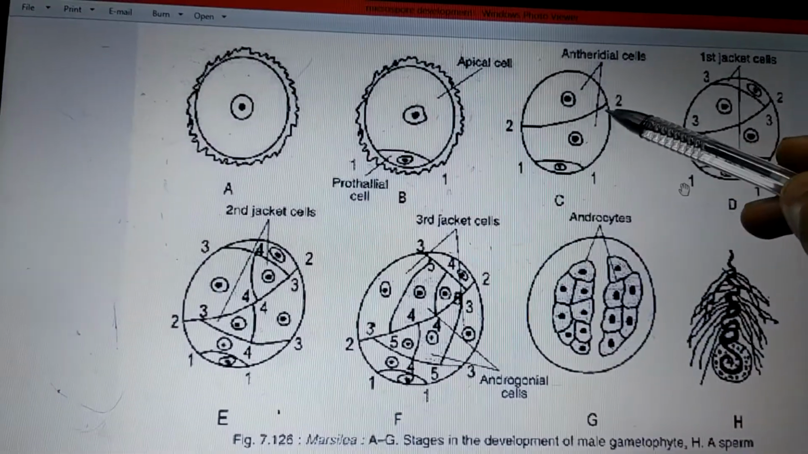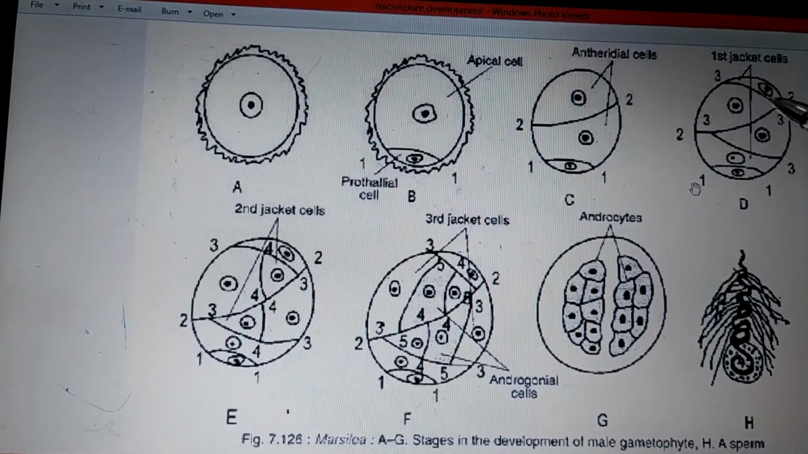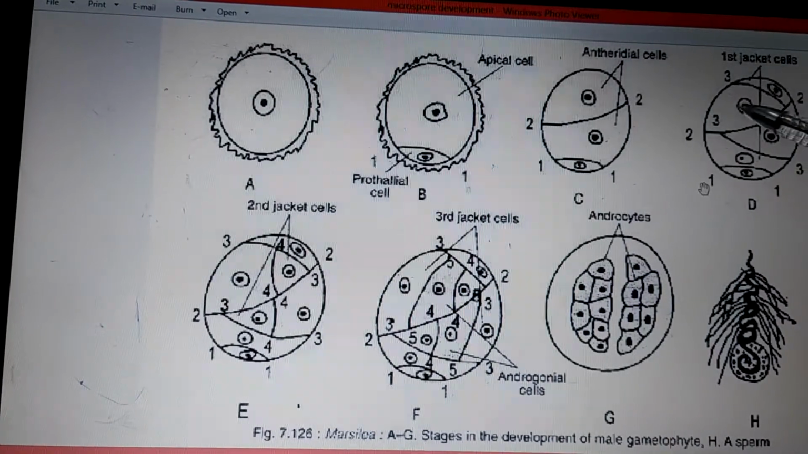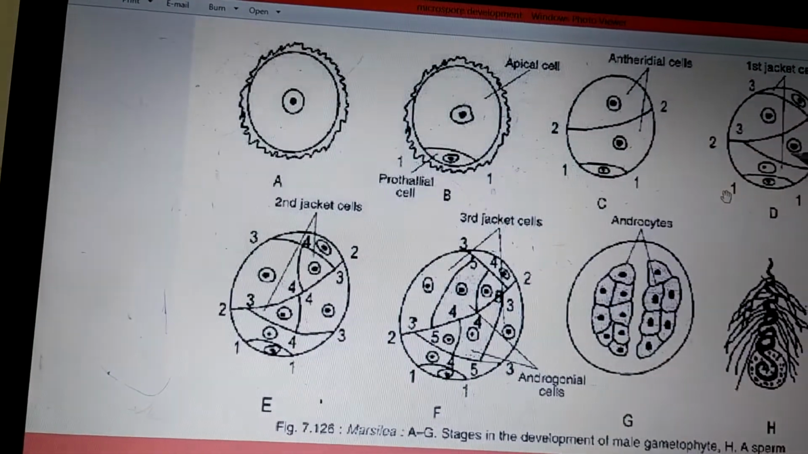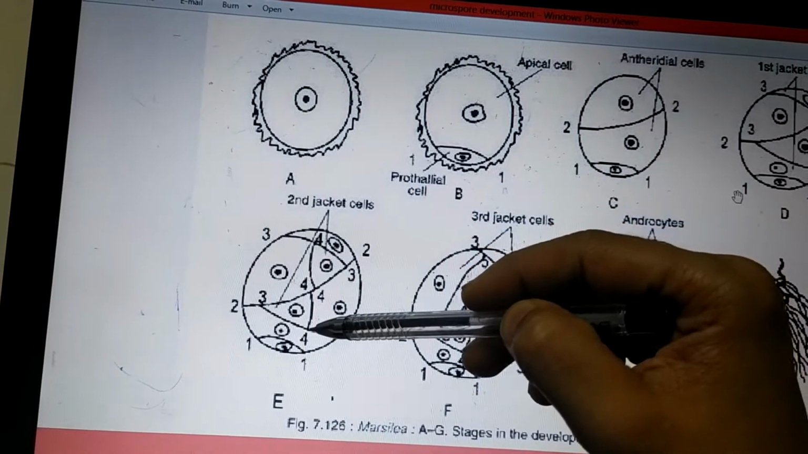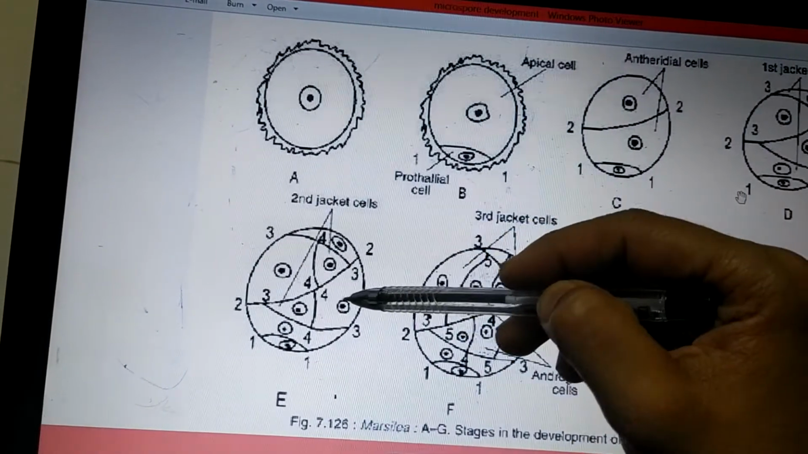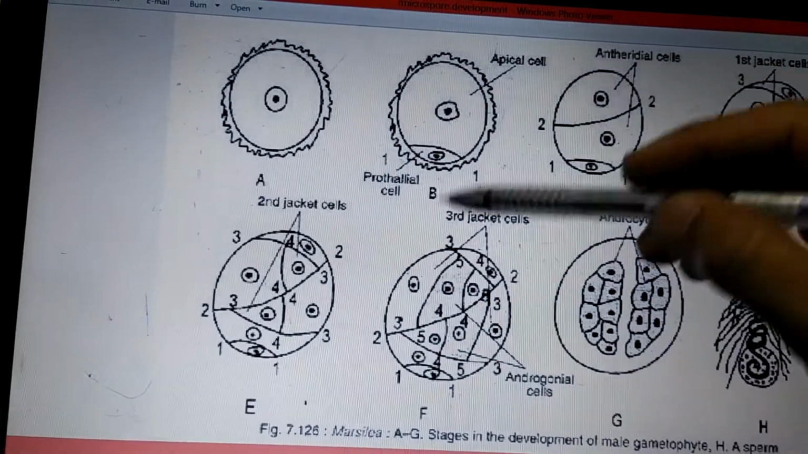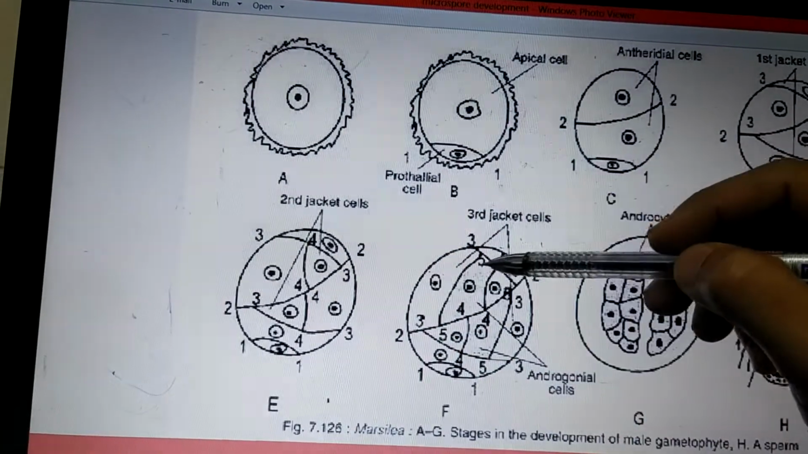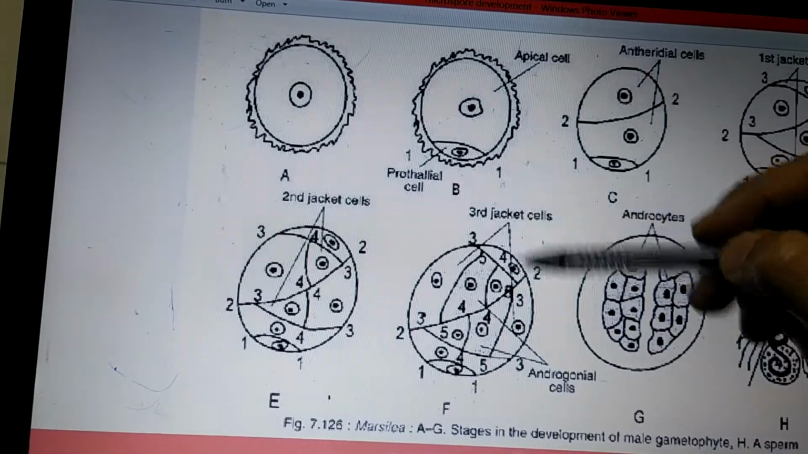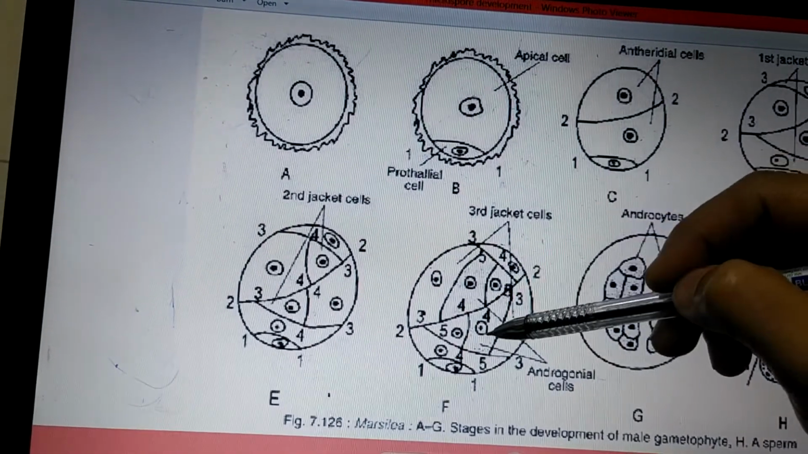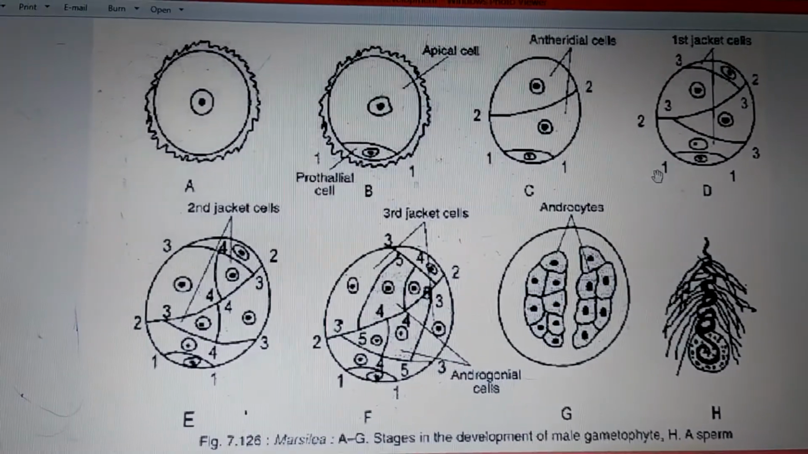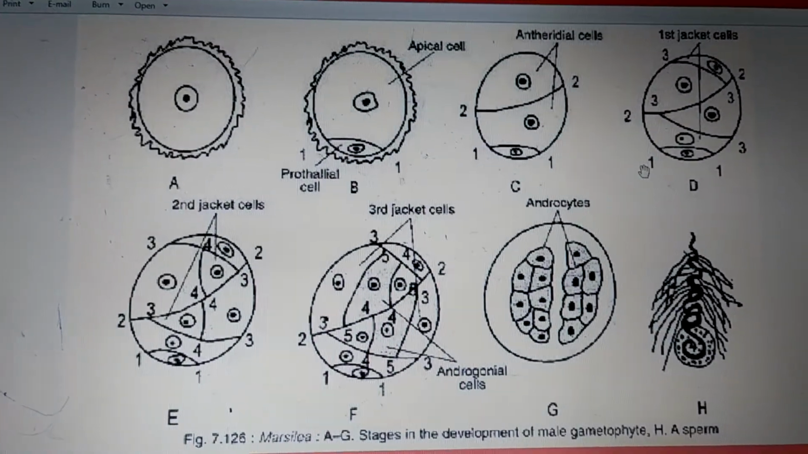Asymmetric first diagonal, 2 cells. Diagonal division in these 2 cells led to formation of the first jacket cell and the larger cell. In this larger cell, further periclinal division leads to formation of 2 smaller cells and 2 larger cells. The 2 smaller cells are the second jacket cell. Now another periclinal division in these larger cells leads to formation of the third set of jacket cells and 2 androgonial cells. Now these 2 primary androgonial cells are going to divide and form what are called androzoids.